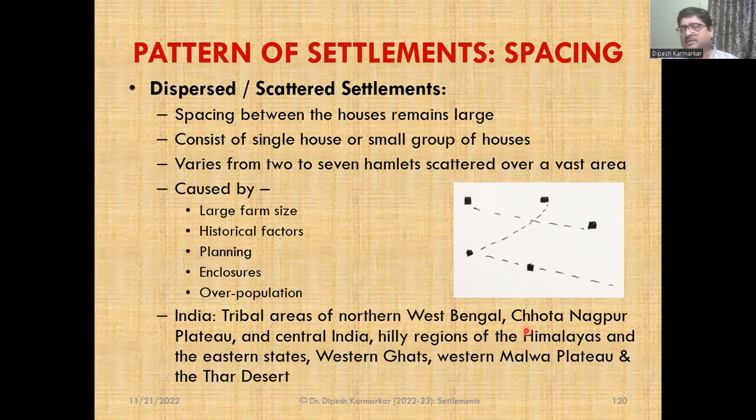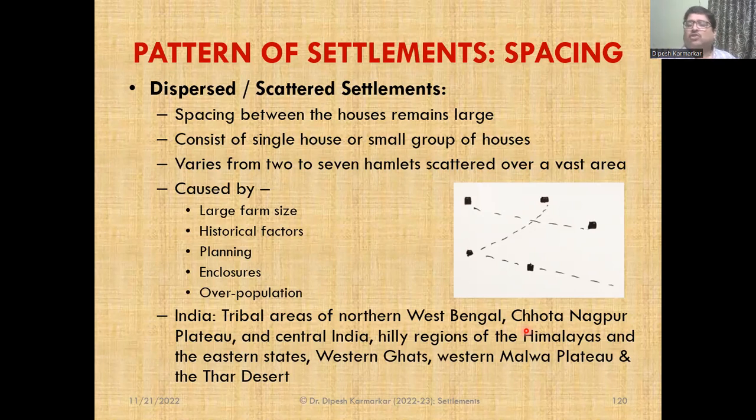Now, such a tendency to move away from each other may be a result of a number of factors. For example, in a very rural area, the farm sizes are so large that farmers tend to stay on the farm instead of staying somewhere else. And therefore, a farmer's house is located in between, surrounded by his farmland. And then we find after a considerable distance, another farmland with the house of a farmer. So it gives rise to a more scattered or more dispersed kind of pattern.